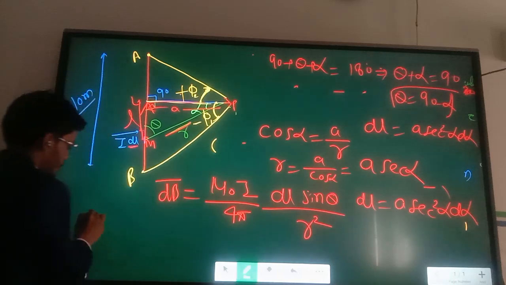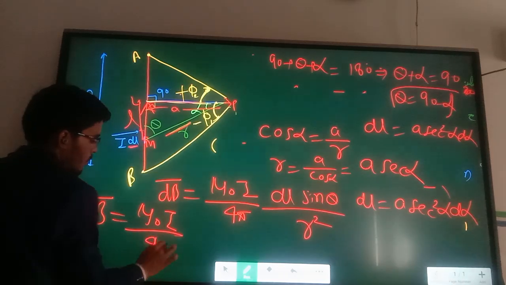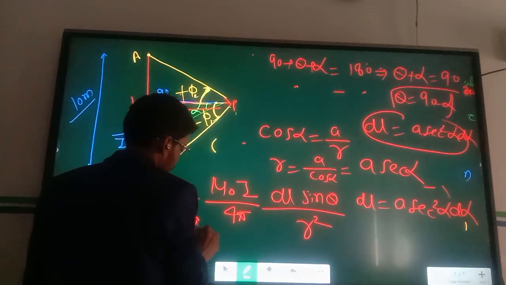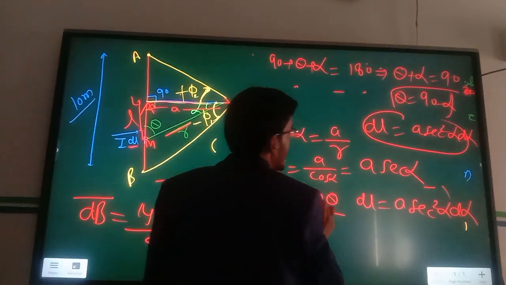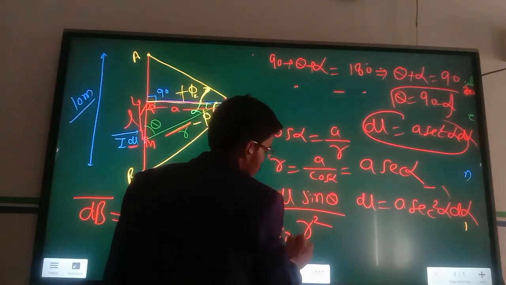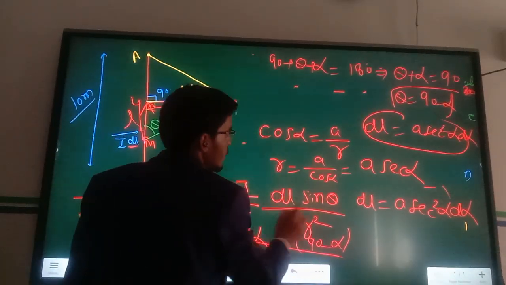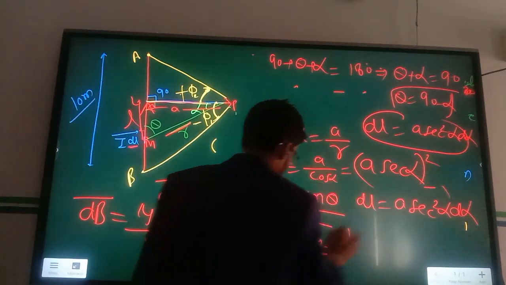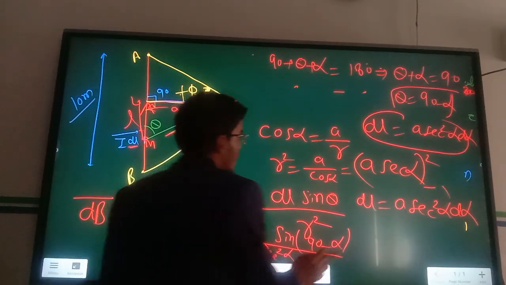Now put in all the values. dB equals mu naught I upon 4 pi. The value of dl is a sec square alpha d alpha. The value of sin theta is sin of 90 minus alpha, which is cos alpha. And upon r square, where the value of r is this, so r square means this squared: a square sec square alpha.